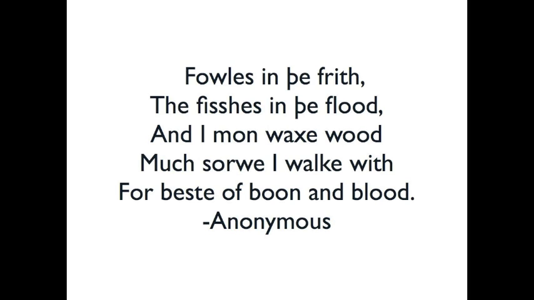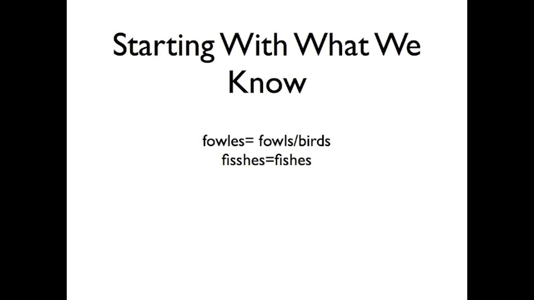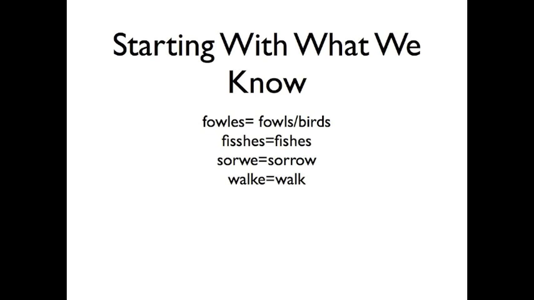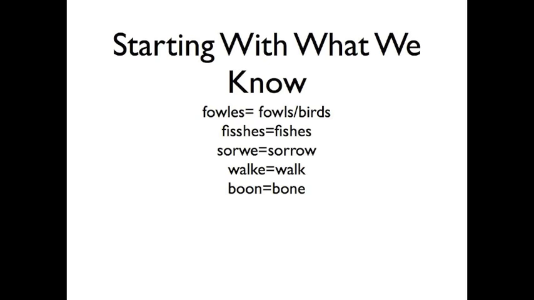Now let's look at the words that are close in spelling and identical in meaning. In lines 1 and 2, fowlers is fowls, or more generally, birds, and fishes is fish. In line 4, sarwa and waka are sorrow and walk, respectively, and in line 5, bone is bone. You might be tempted to read that as boon, as in gift, but in this case the context toward blood makes it pretty clear that we're talking about a physical body. Speaking of context, let's go back and fill in some of the words we're missing.